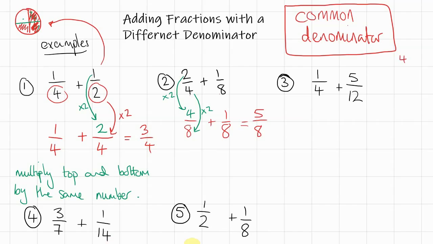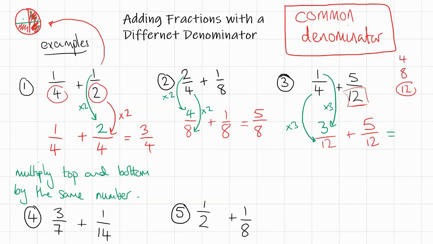Okay, looking at my 4 times tables, 4, 8, 12. That is my number that's common to here. So I want these to be both out of 12. This is still going to be 5/12 because I'm not changing that at all. What have I times 4 by to get 12? Well, I've timesed it by 3. So I need to times the top by 3 as well. So 1 times 3 is 3. And then when I finally add these, I'm going to do 3/12 plus 5/12.